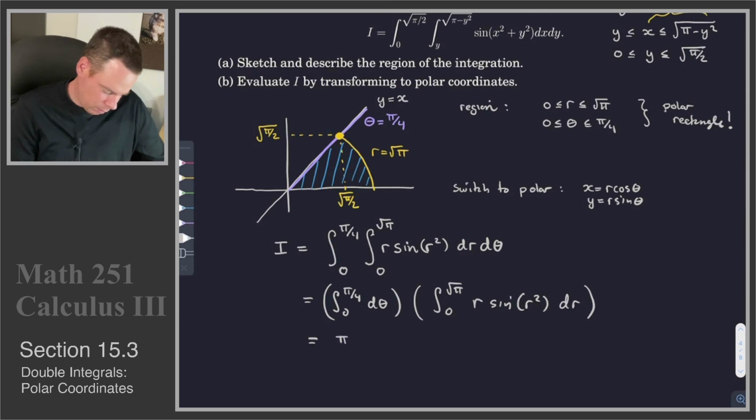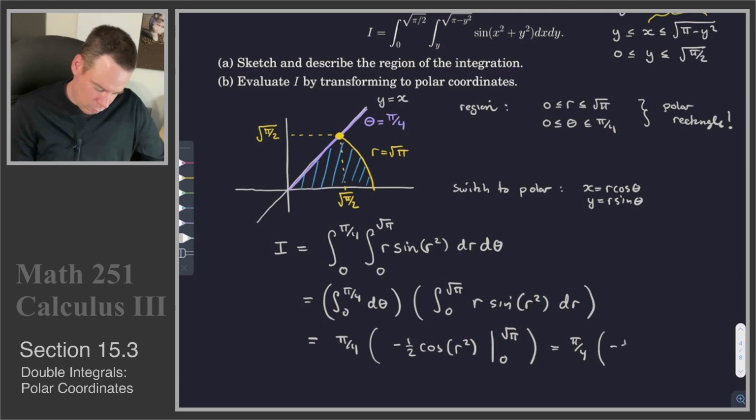So this first integral is pi by 4, and then the second integral becomes negative 1/2 cosine of r squared, and that's evaluated from 0 to root pi. So that becomes pi by 4 times negative 1/2 times cos pi minus cos of 0. Cos of pi, that's negative 1. Cos of 0, that's 1. So we get negative 1 minus 1, that's negative 2, times negative 1/2, that's 1. So this works out to a value of pi by 4.